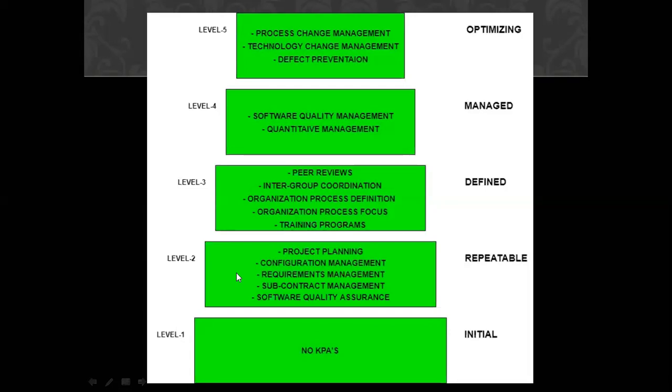The first one is your peer reviews. In this one, defects are to be removed by using some review methods or inspections. You have to check if there are some problematic areas with the resources, with the team. So that is to be reviewed and sorted out.